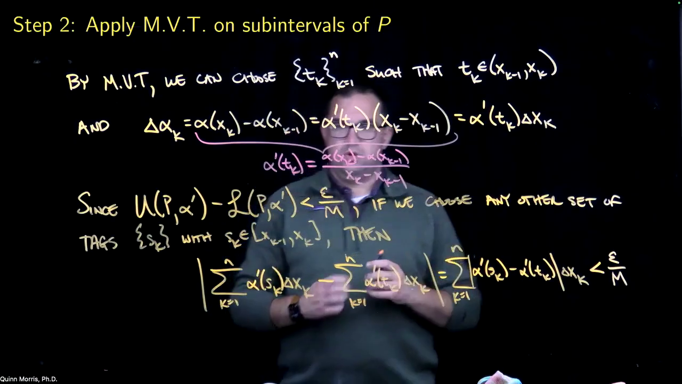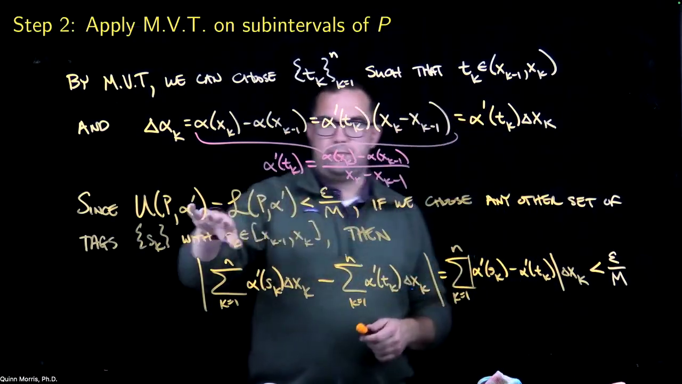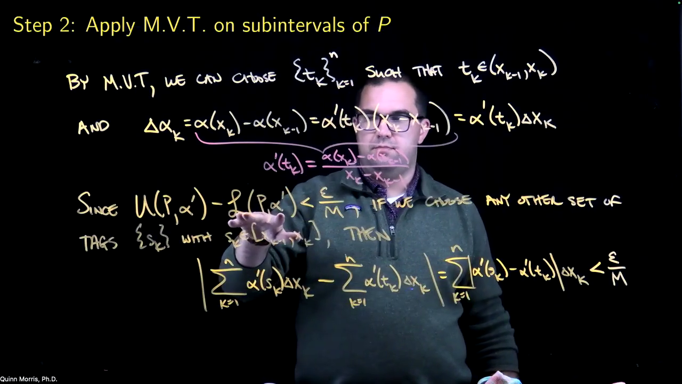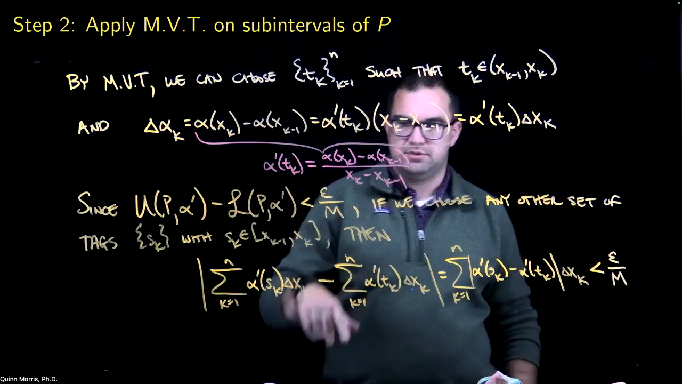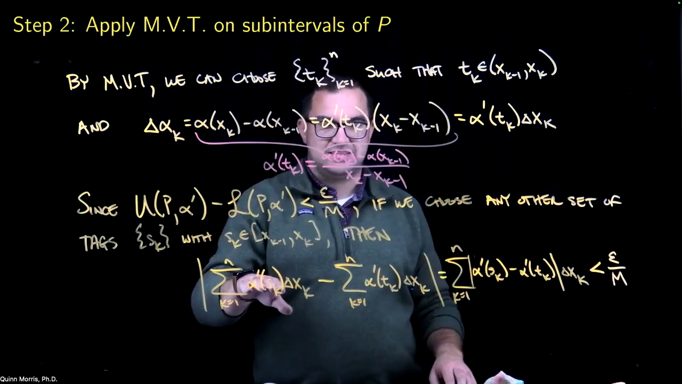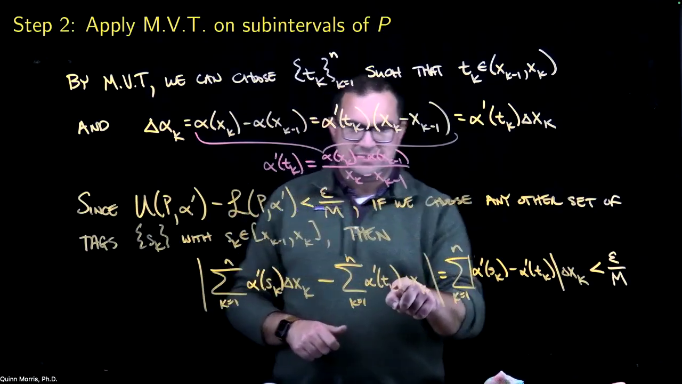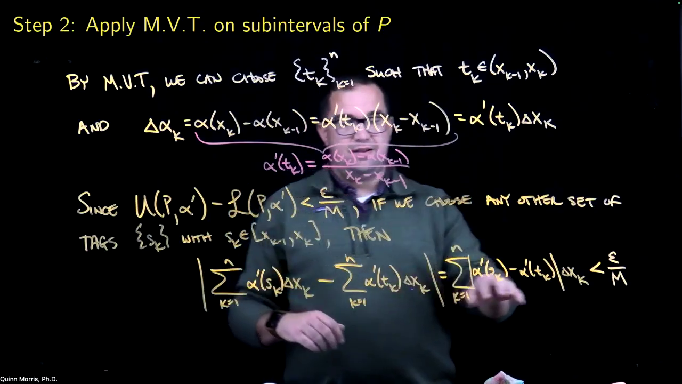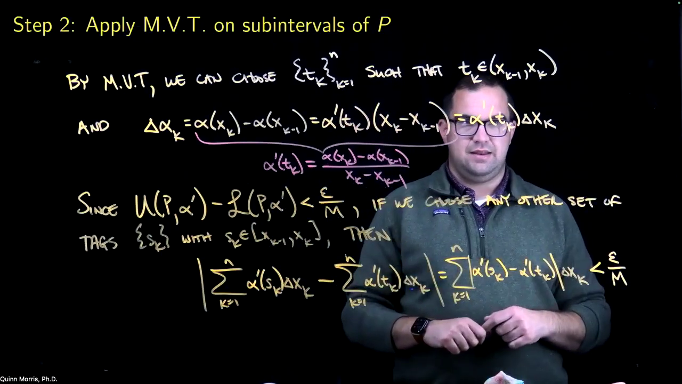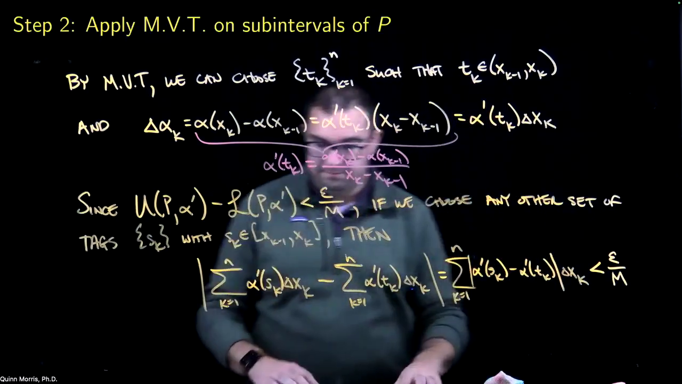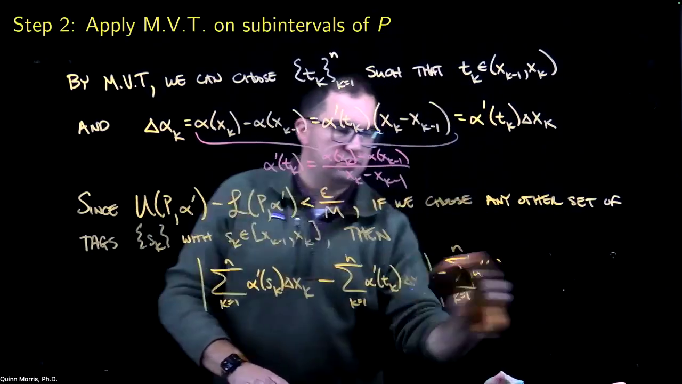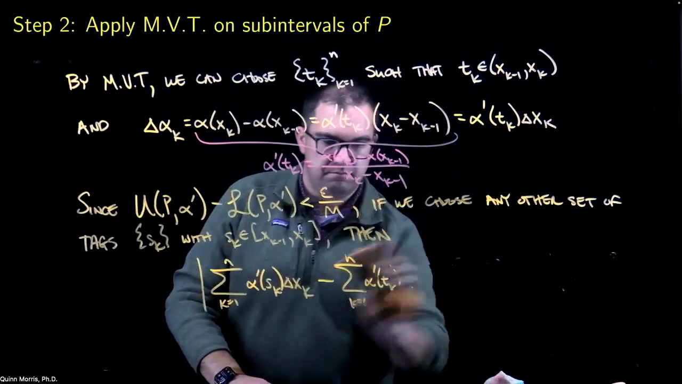So again, what this has done is shown us we picked our partition so that the difference between the upper and the lower sum for alpha prime over the partition was less than epsilon over m. Now what we've shown is for any tags s_k and these very particular tags t_k, we can make the difference between those two Riemann sums less than epsilon over m. Okay. So now let's see how we can use all of this to get to what we want.